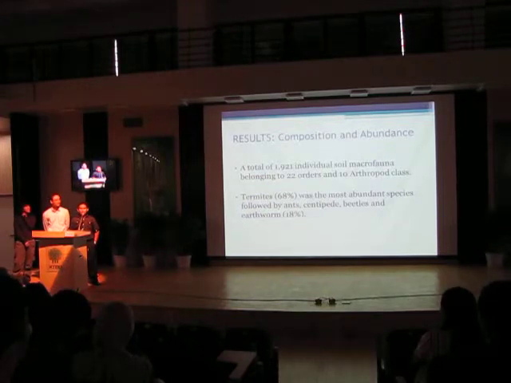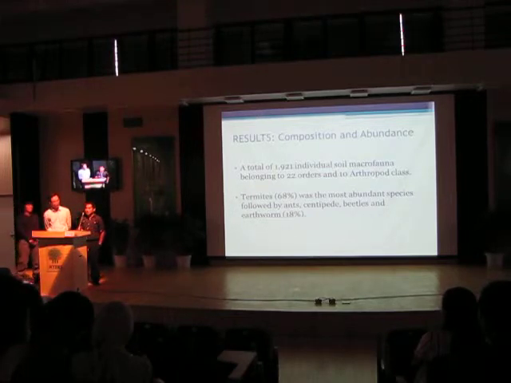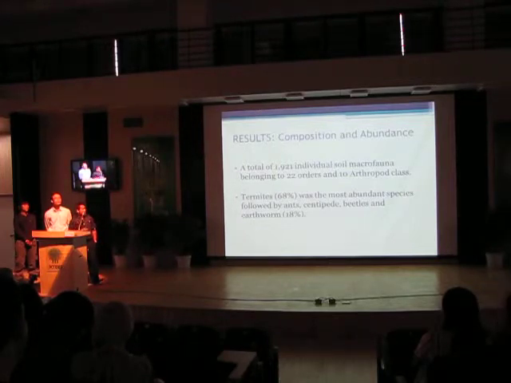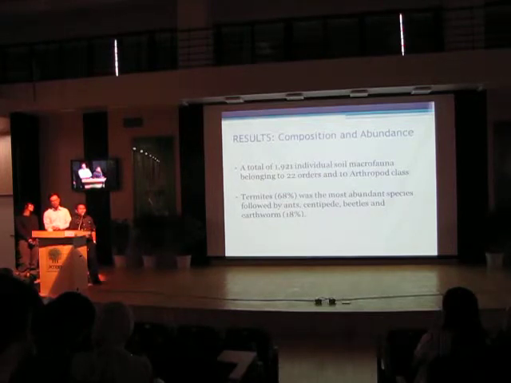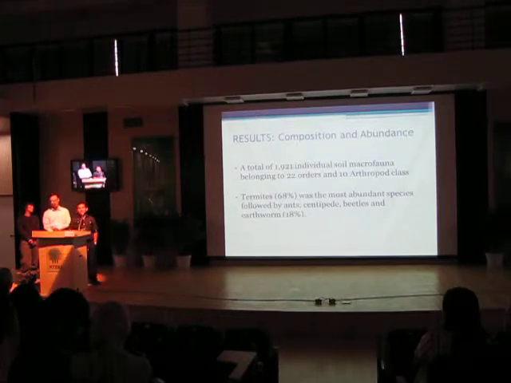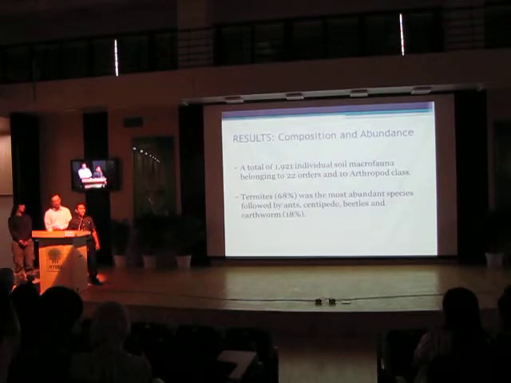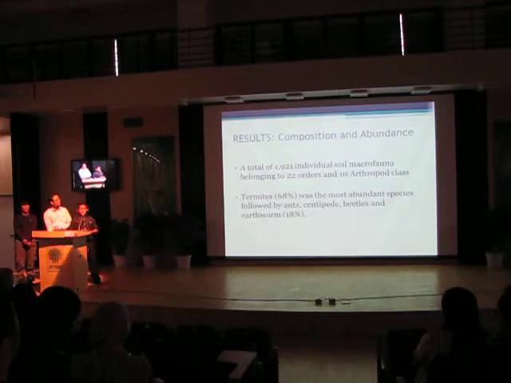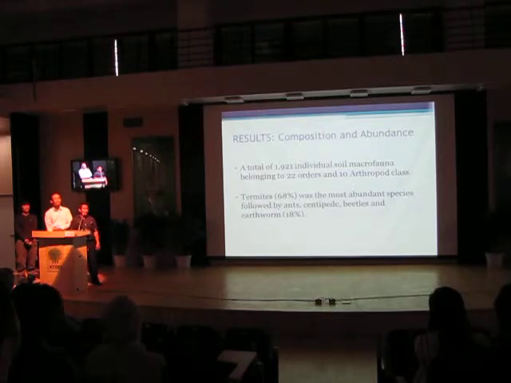After sorting the soils looking for macrofauna the whole day, we counted 1,921 individual soil macrofauna, which belong to 22 orders in 10 arthropod classes. Among these individuals, termites comprised more than 50% of the whole population of the soil macrofauna, followed by the ants, centipedes, beetles, and earthworms, which were only 18%. The rest were the other 17 orders.